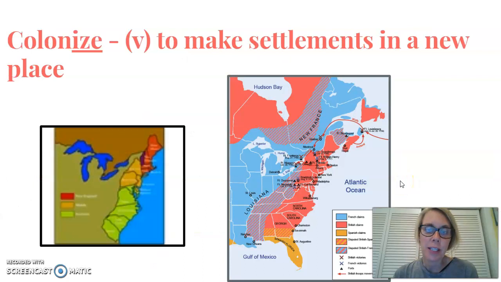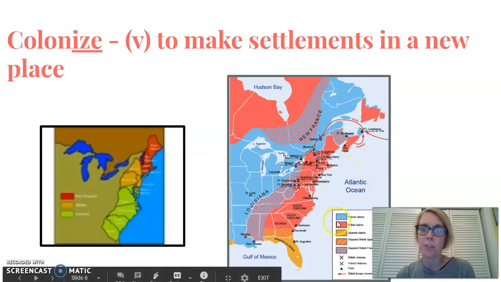The next word is colonize. Say colonize. We've added the suffix -ize to the end of the word to make it a verb. Colonize means to make settlements in a new place. We talked about how settlers from Europe came over to America to colonize America.